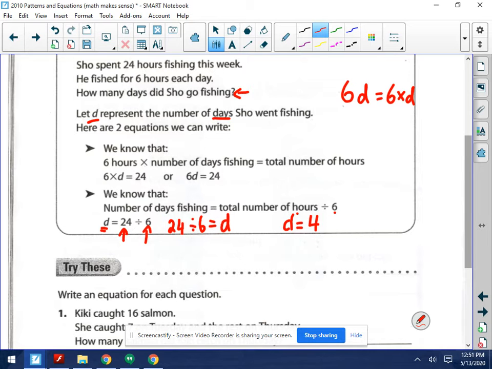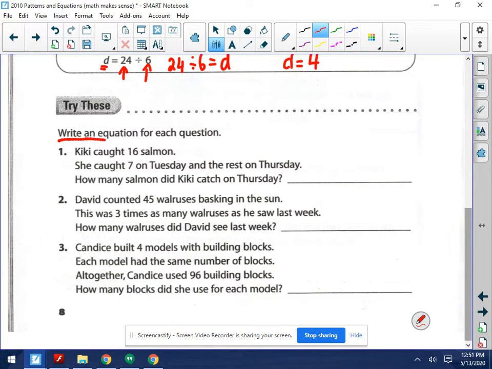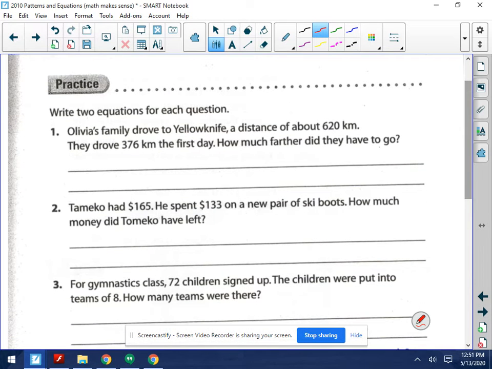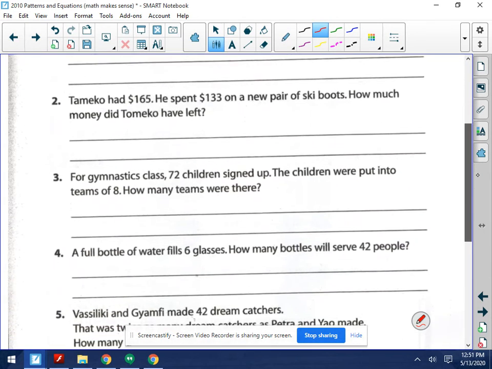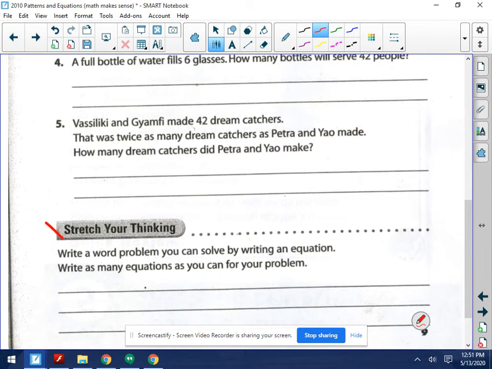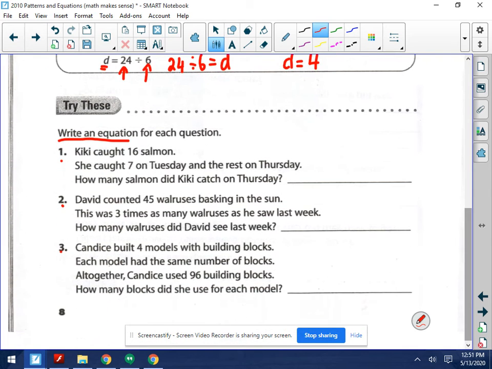Now, what you're going to do in this activity is you're going to write an equation, okay? Write an equation for questions 1, 2, 3, there. And then on the following page, it says write 2 equations for each of these problems here, all right? And you don't have to worry about stretcher thinking. Don't do stretcher thinking for this activity. Before I set you off, let me do one with you. Let me do one for you.